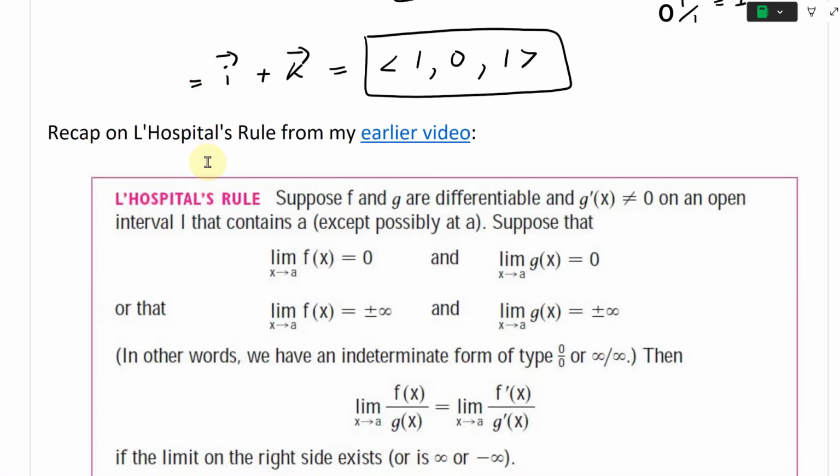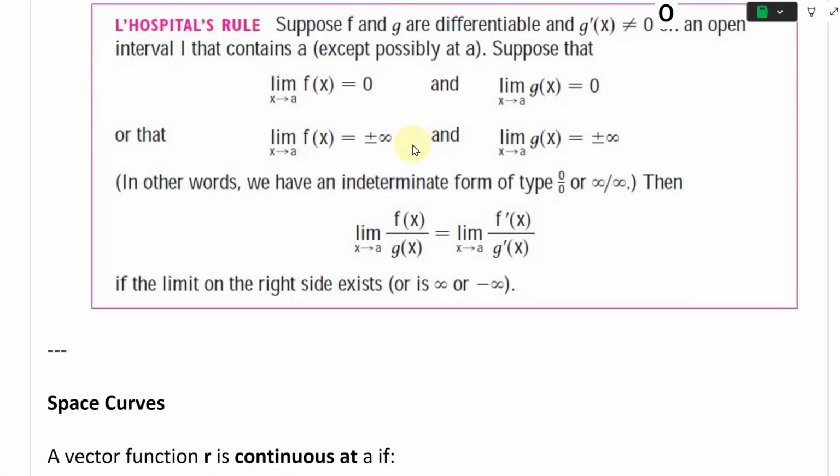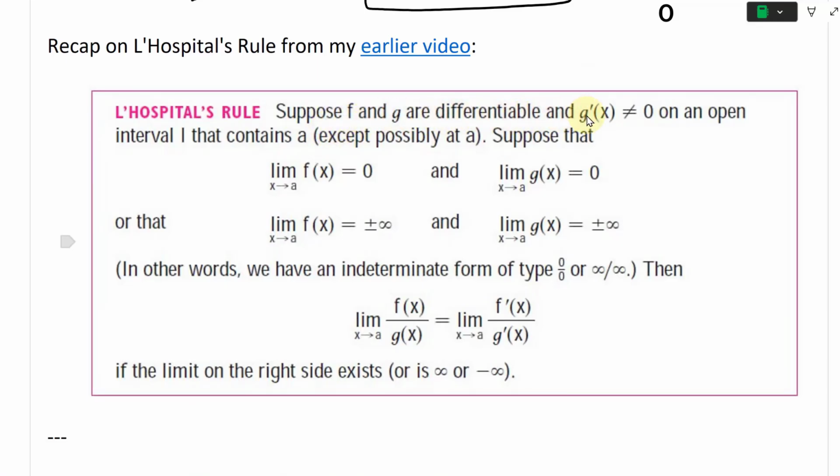And now here's just a quick recap on L'Hopital's rule from my earlier video. So L'Hopital's rule: suppose f and g are differentiable, and g prime of x, the derivative of g, is not equal to 0 on an open interval I that contains a, except possibly at a. Suppose that the limit as x approaches a of f of x equals 0, and the limit as x approaches a of g of x equals 0, or you could have f going to plus or minus infinity, or g going to plus or minus infinity. In other words, we have an indeterminate form of the type 0 over 0 or infinity over infinity. Then the limit as x approaches a of f of x divided by g of x equals the limit of the derivatives.